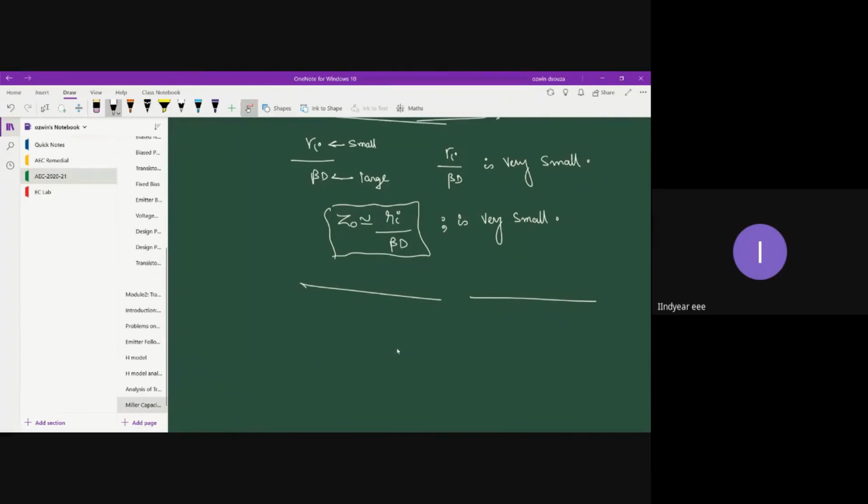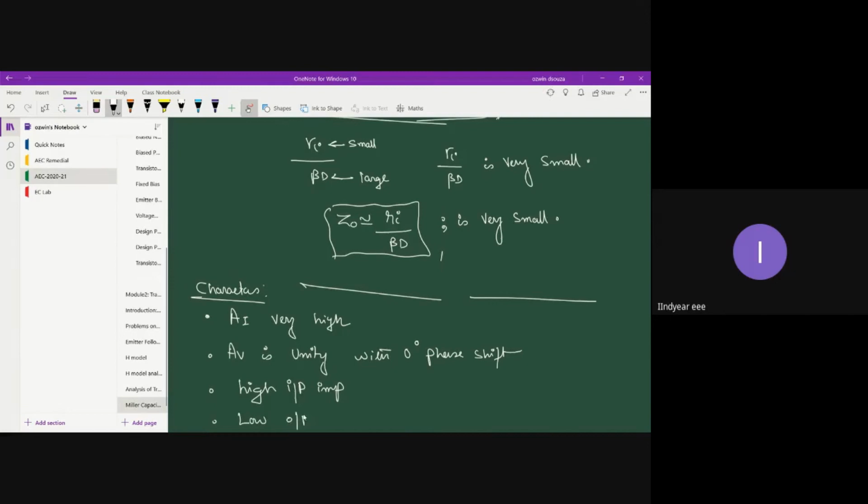Zi, Z0 we have found, and then we also found EAV and EAI. So the important characteristics of the Darlington emitter follower are that current gain is very high, voltage gain is unity with 0-degree phase shift, and high input impedance and low output impedance.